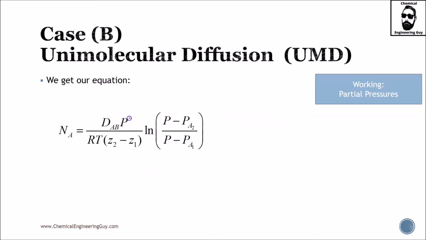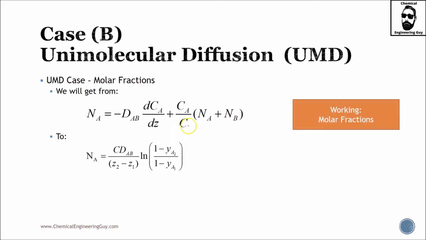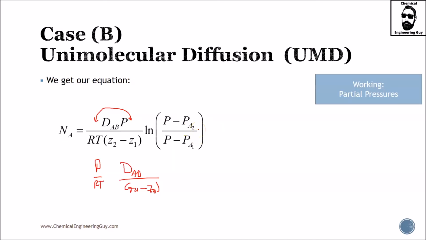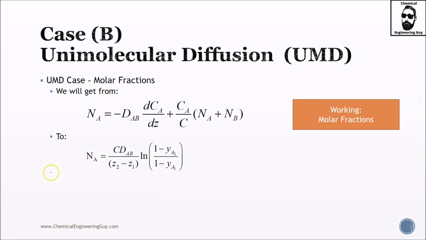Actually, you can either leave the pressure P here, or I also like it to have it like this, P over RT, so you know that's the concentration, and the diffusivity of A and B, which you know is fixed. Oops. No, this is A1, this is A2, and the natural logarithms. Okay. Now let's work with molar fractions.